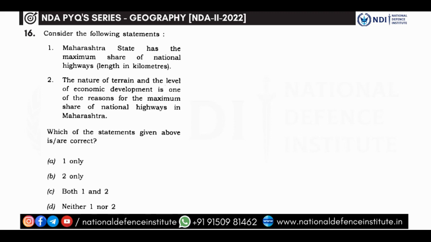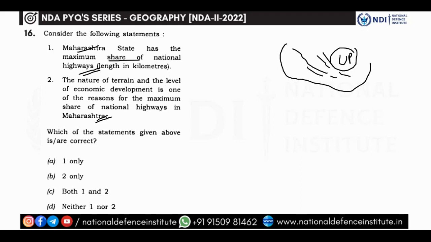So consider the following statements. Maharashtra state has the maximum share of national highways. The nature of terrain and the level of economic development is one of the reasons for the maximum share of national highways in Maharashtra. See, friends, see the state. Of course, we know which is the biggest state in India. Of course, we have UP. When UP is the biggest state, it is majorly made of plains. When plains are there, the national highways that can be laid down in the plains are much more.